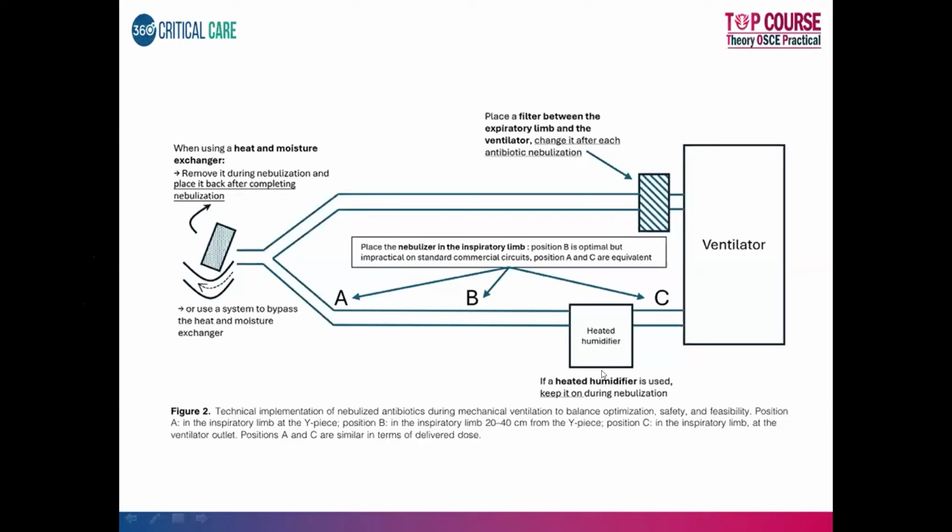If you're considering the C, if a heated humidifier is used, you need to keep it on during the nebulization. Okay, so this is the position and what has to be done. Remove your HME filter. If there is a heated humidifier, keep it on, and it should be placed in A, B, C in the inspiratory limb.